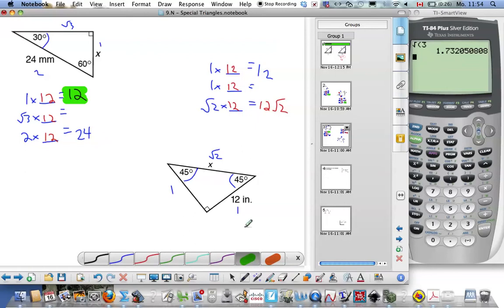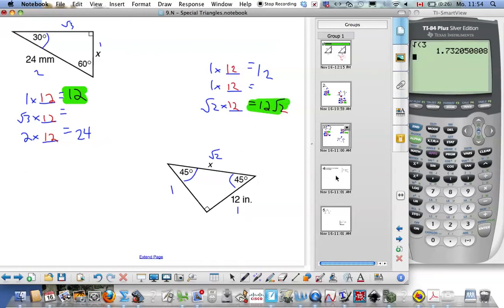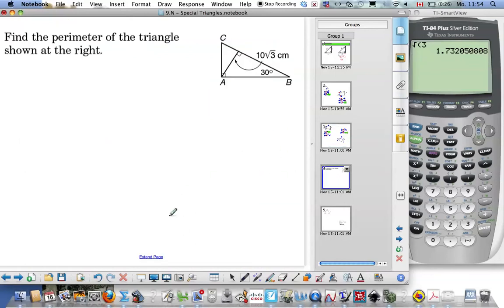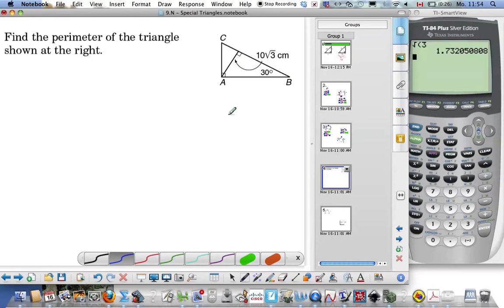Let's go down to the last one. Maybe that one is going to give us a better example. Okay, so this says find the perimeter of the triangle shown at right. Which triangle are they talking about? ABC, right? Okay, so what do we have to do in order to do that?